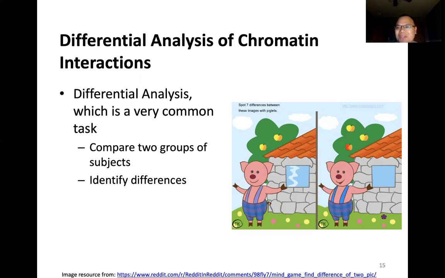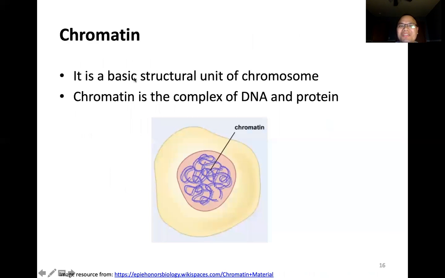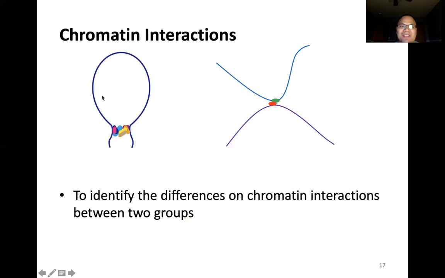It's very similar to that, but we are not working on pictures. We are working on chromatin. Chromatin is a basic structure unit of chromosome, and it's a complex of DNA and protein. In the figure, you can see that there's a cell. Inside the cell, there's a nucleus. In the nucleus, there is chromatin, and it looks like spaghetti, packed in a very complex and dense way. And in chromatin, there's a phenomenon.